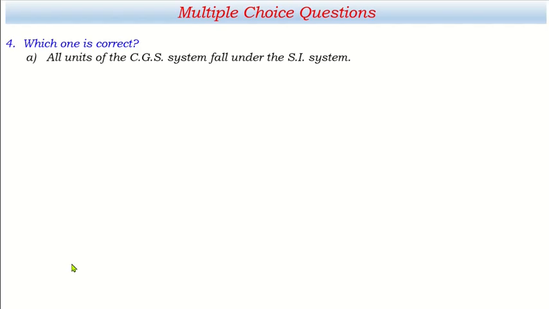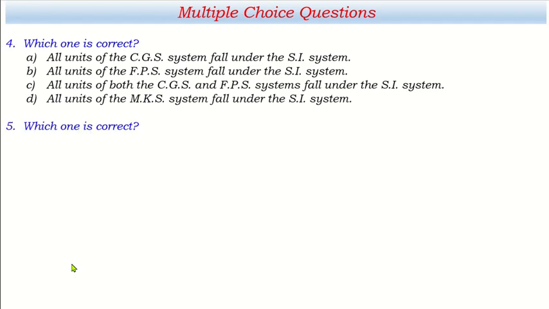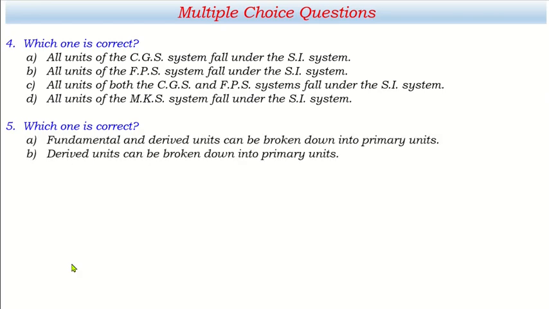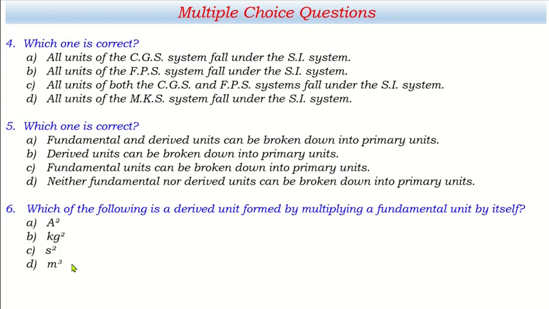All units of the CGS system fall under the SI system, is it? All units of the FPS system fall under the SI system. All units of both the CGS and FPS systems fall under the SI system. All units of the MK system fall under the SI system. Okay, which one is correct? Here options are given A, B, C, D. And in question number 6, which of the following is a derived unit formed by multiplying a fundamental unit by itself? Look at, these are the options. Okay, let's take each of them.